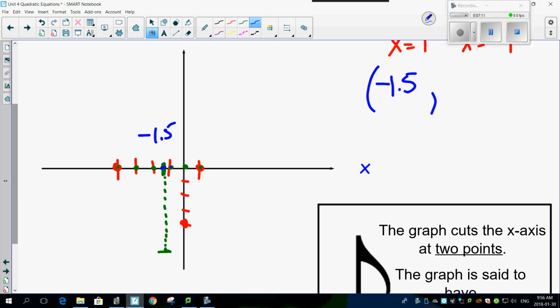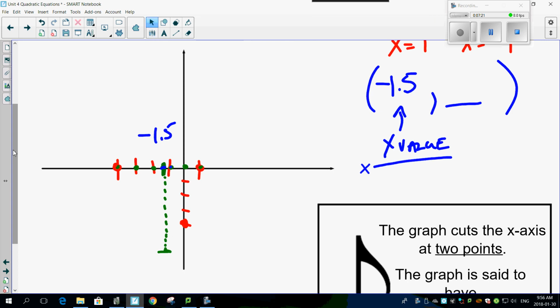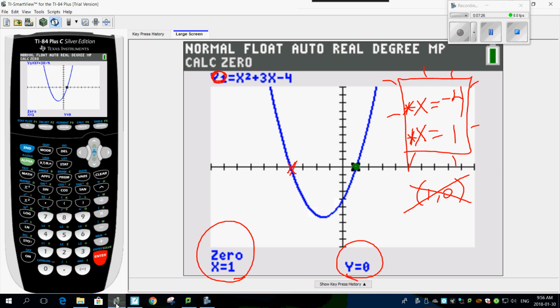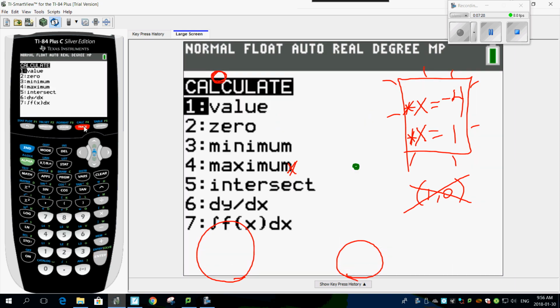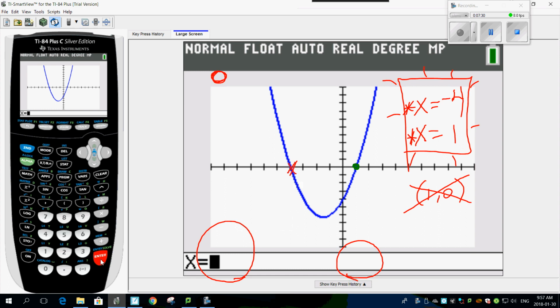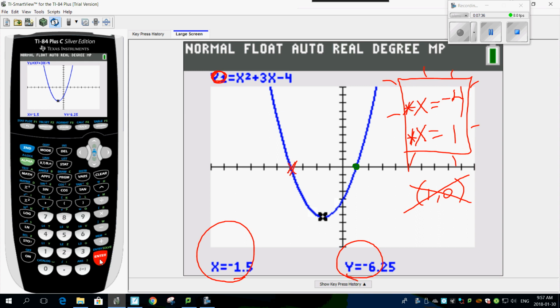Now, my question is, what is the y value then? Well, simple. You've got the x value, okay? Now you can find the y value, no problem. How? Bring up your calculator. X value is at -1.5. Go second, calc, find the value, which is the first thing. And it asks you, what are you looking for? I'm looking for -1.5. Hit enter, and look at that. It's at -6.25. That is your value.